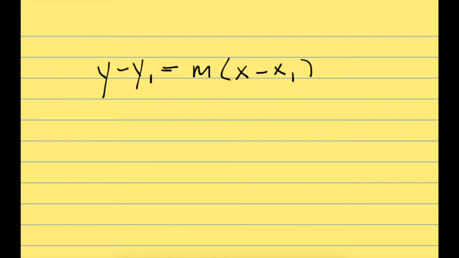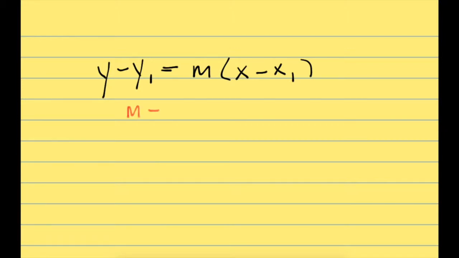And so when you're using point-slope form of a line, you could have an infinite number of equations, an infinite number of possibilities for writing the equation for one line, as opposed to slope-intercept form where you have only one possible equation. But this is what point-slope form looks like.